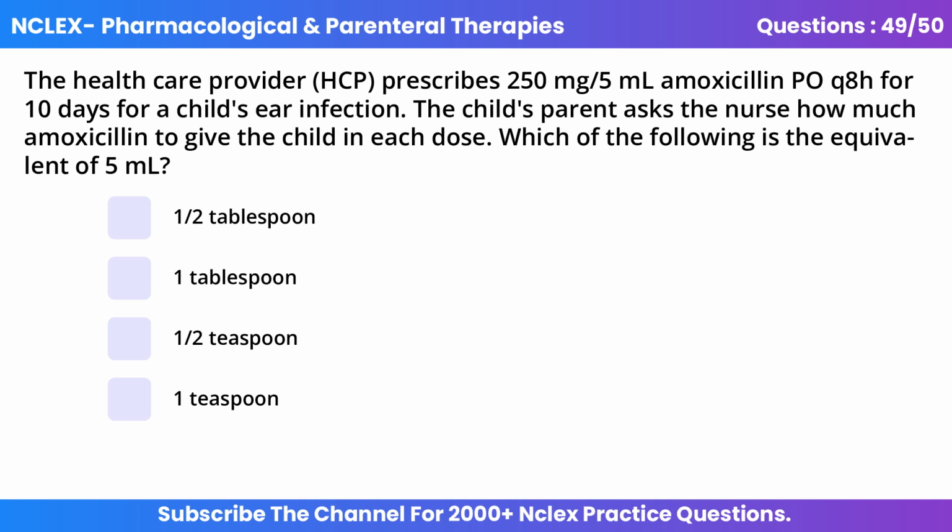Question 49. The healthcare provider, HCP, prescribes 250 mg per 5 mL amoxicillin PO Q8H for 10 days for a child's ear infection. The child's parent asks the nurse how much amoxicillin to give the child in each dose. Which of the following is the equivalent of 5 mL?